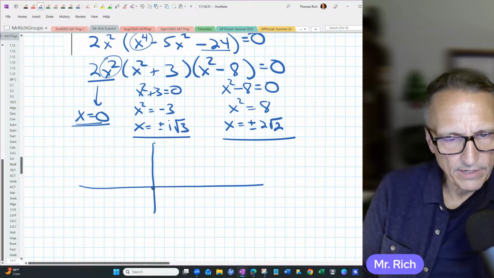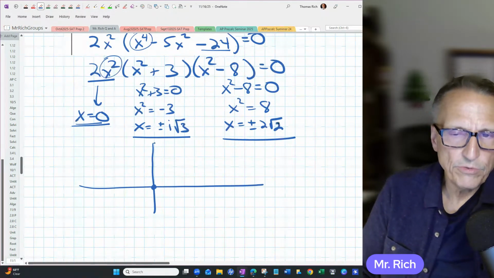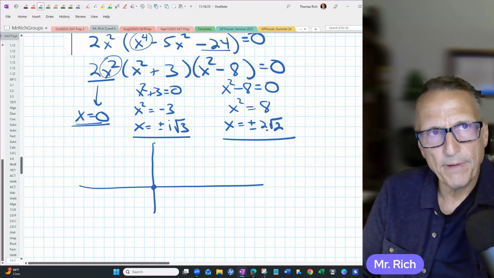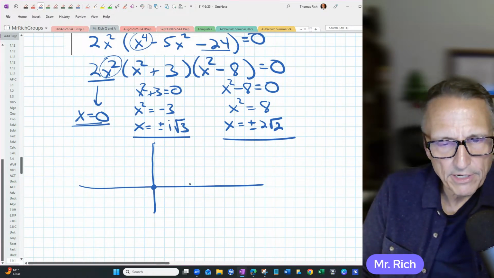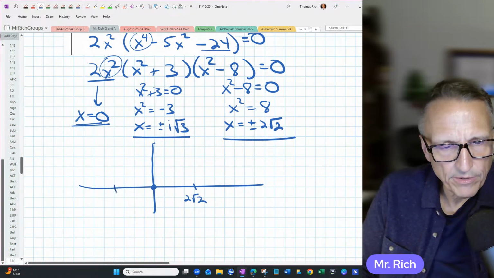We know that one of the x-intercepts is here at 0. Now, 2 root 2, let's see, square root of 2 is about 1.4, so times 2 is about 2.8. So it's going to come out here to 2 root 2, and back here at negative 2 root 2.